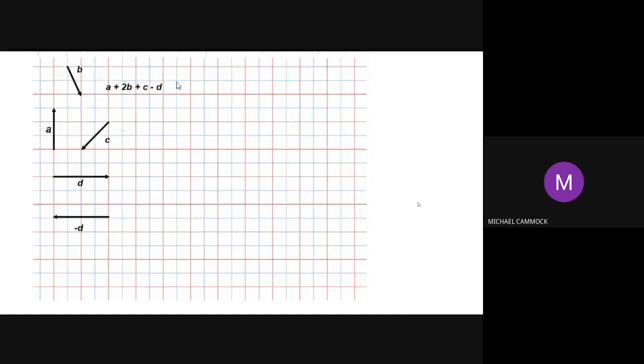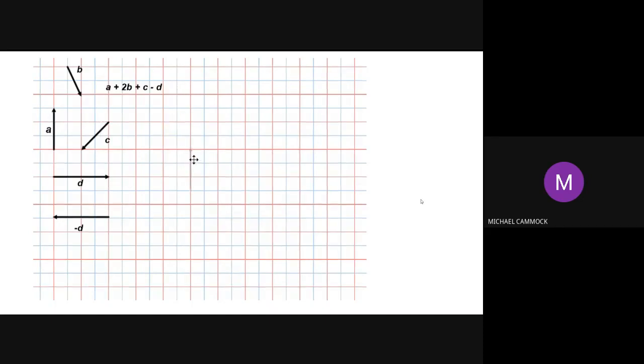All right, let me do a similar one. Now, this one has a minus D at the end. So I'm going to take a plus A. I'm going to take 2 of the B's. I'm going to take 1 C, then I'm going to minus a D. Now, here's what D is. D runs from left to right. So a minus D would simply be a vector going the opposite direction. So if it says A plus B plus C minus D, I'm going to take this A, this B, this C, and take the opposite of the D. So here it comes.